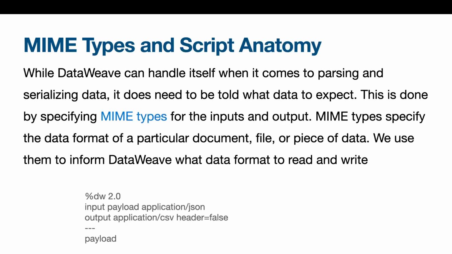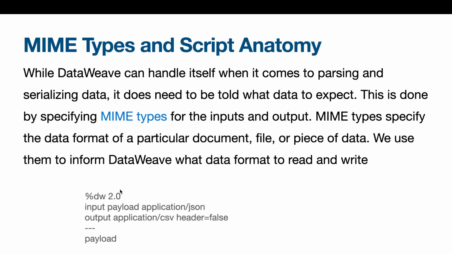So what are the MIME types and script anatomy? Those of you who have experience with APIs must know that there are certain MIME types. Okay, there is application JSON, application CSV, XML. So there are certain formats in which we can have our payloads, right? We can have an XML type of payload. We can have a JSON format. Mostly with REST APIs, JSON format is used.